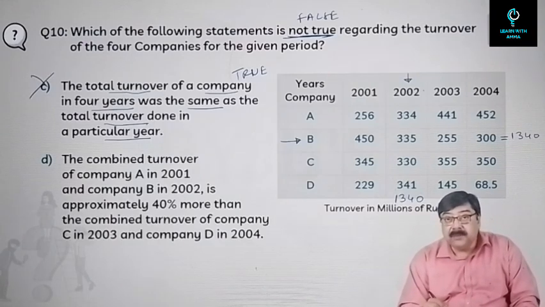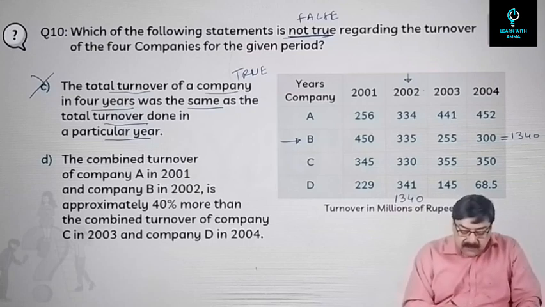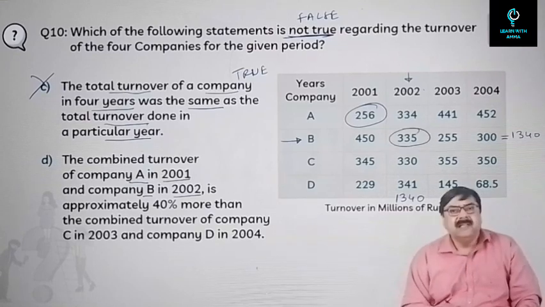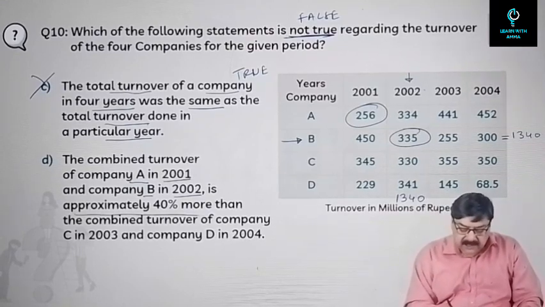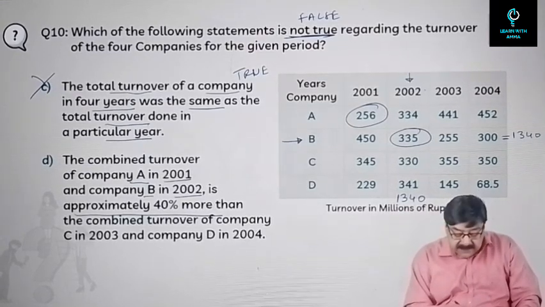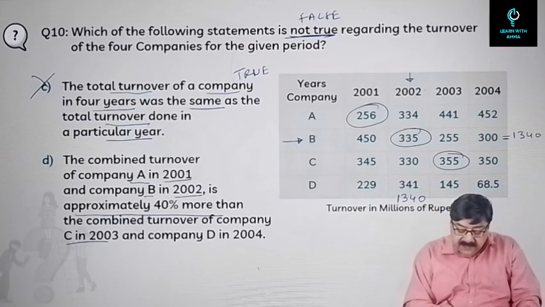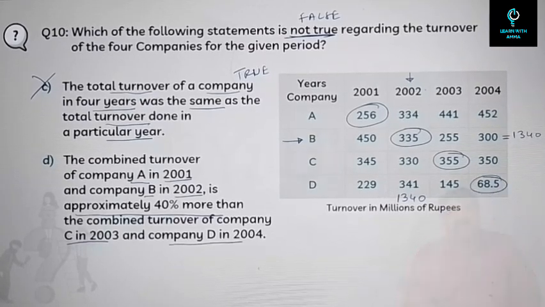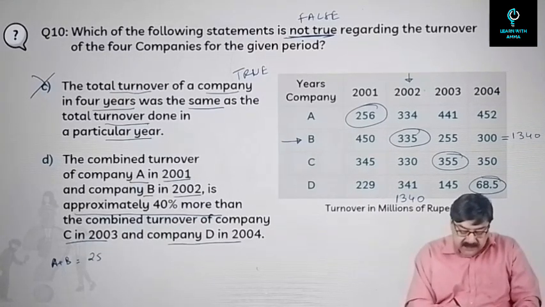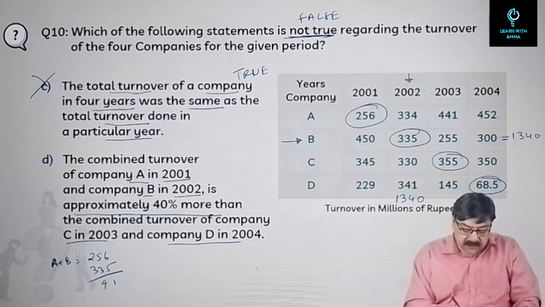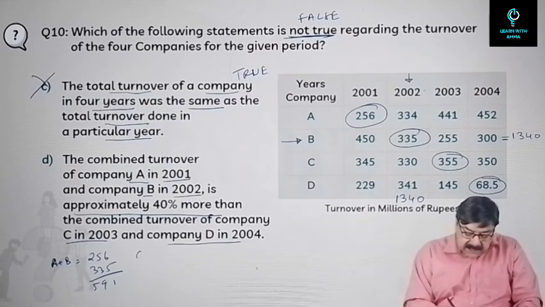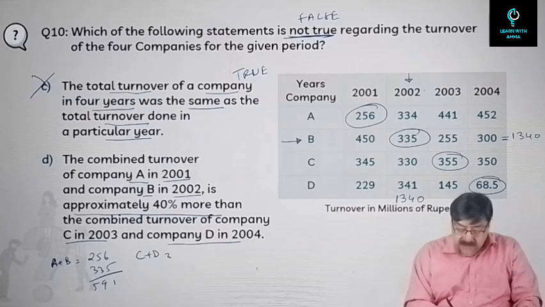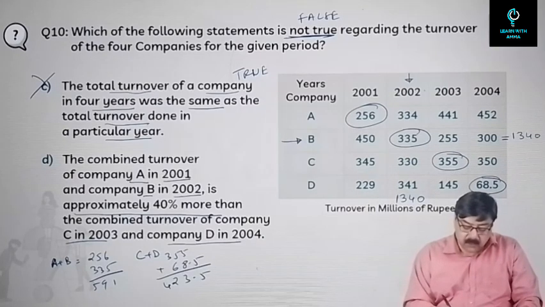And why D cannot be the answer? The combined turnover of company A in 2001 and company B in 2002 is approximately 40% more than the combined turnover of company C in 2003, that is 355, and company D in 2004, that is 68.5. So A plus B we are getting here as 256 plus 335, which works out to be 591, and C plus D works out to be 355 plus 68.5, which works out to be 423.5.